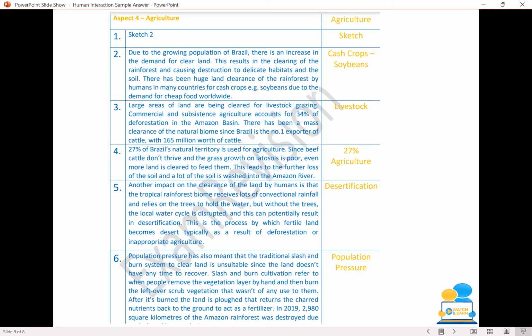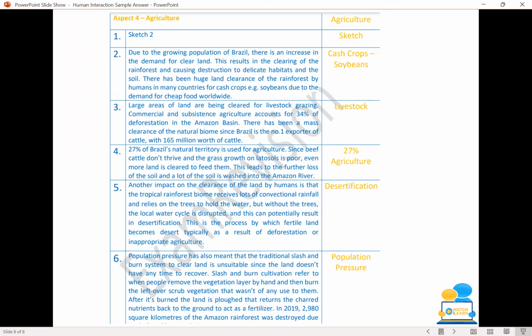Livestock is the third point we're going to make. Large areas of land are being cleared for livestock grazing. Commercial and subsistence agriculture now accounts for 34% of deforestation in the Amazon basin. So again, we're using facts and statistics to back up the points that we're making, showing the examiner we know what we're talking about. Again, there has been a mass clearance of natural biomes since Brazil is the number one exporter of cattle, with 165 million cattle. So again, a good fact to put in there to back up what we're saying.